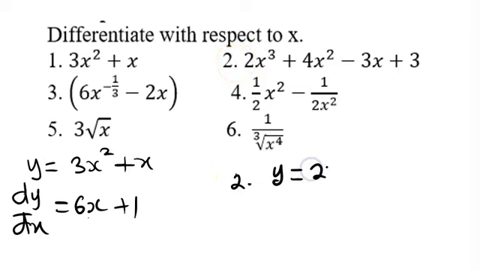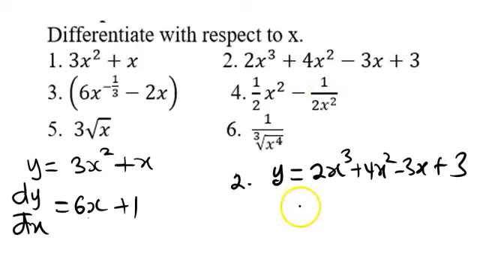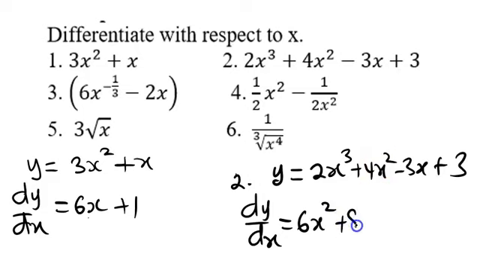Let's look at the second one. y is equal to 2x cubed plus 4x squared minus 3x plus 3. This is also a polynomial. So we differentiate term by term. dy/dx becomes, you bring this one forward, 3 times 2, which is 6. We reduce the power by 1, x squared. This 2 times 4, 8. We reduce the power by 1. And this one, minus 3, yes. And the constant will go to 0.